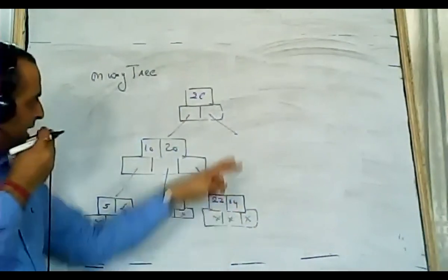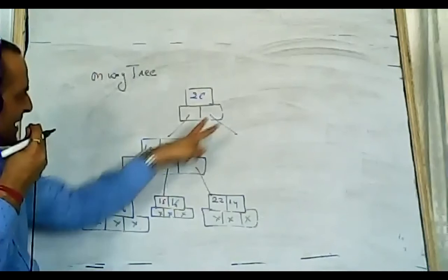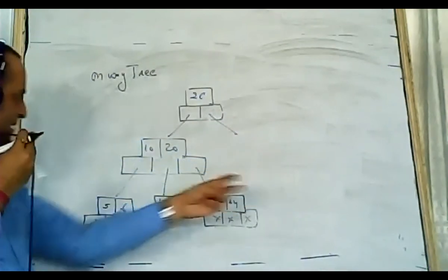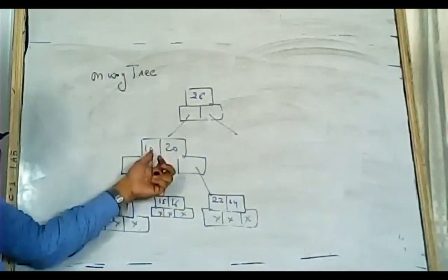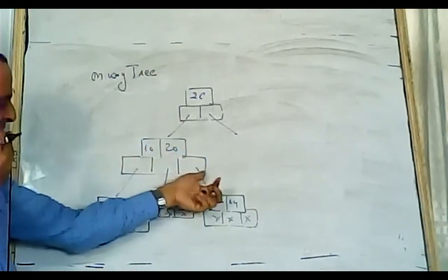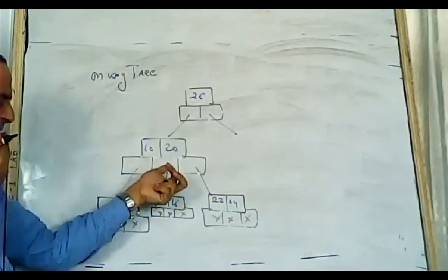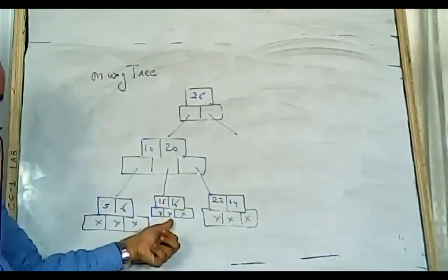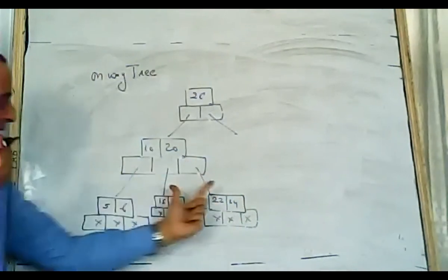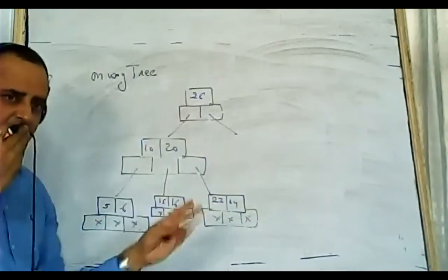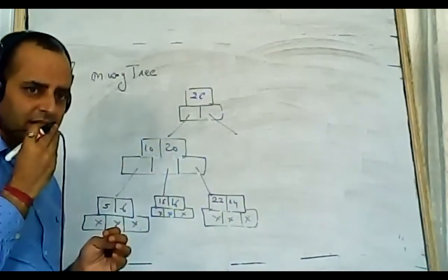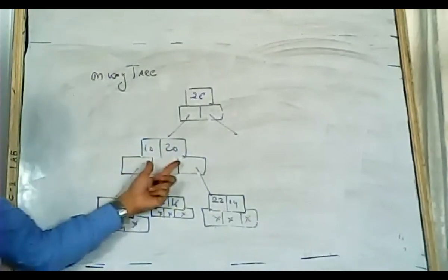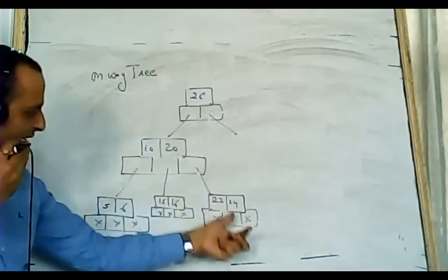Okay? So this key points to elements which are less than 26, and this key points to elements which are greater than 26. Less than 10, greater than 10 but less than 20, greater than 20 but less than 26 because it is on the left part. Less than 10, 10 to 20, greater than 20.